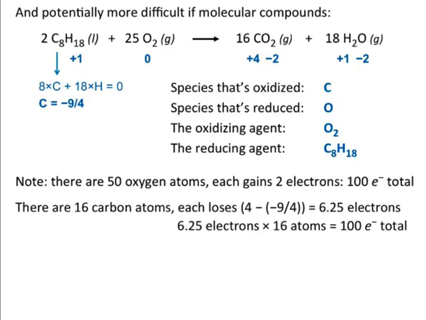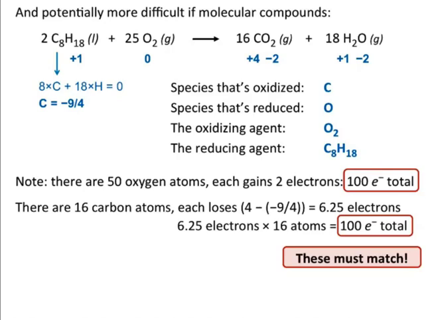And so each carbon goes from -9/4 to +4. So 4 minus -9/4 tells you what that change is. And so each one of these carbon atoms loses approximately 6.25 electrons. And again, this is kind of a weird number, but it's an arbitrary system, so you can sometimes get weird things out of it. And so since there's 16 of these, if you take 6.25 multiplied by 16, hey, your carbon atoms are losing 100 electrons total that are going to the oxygen.